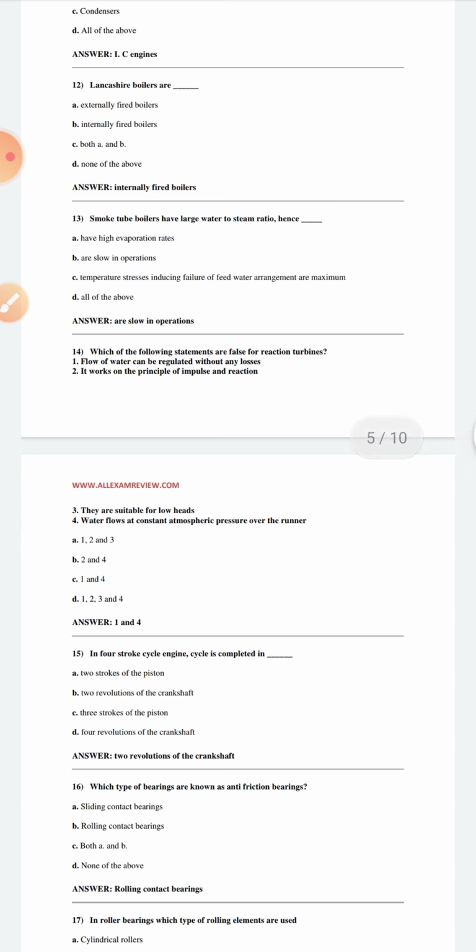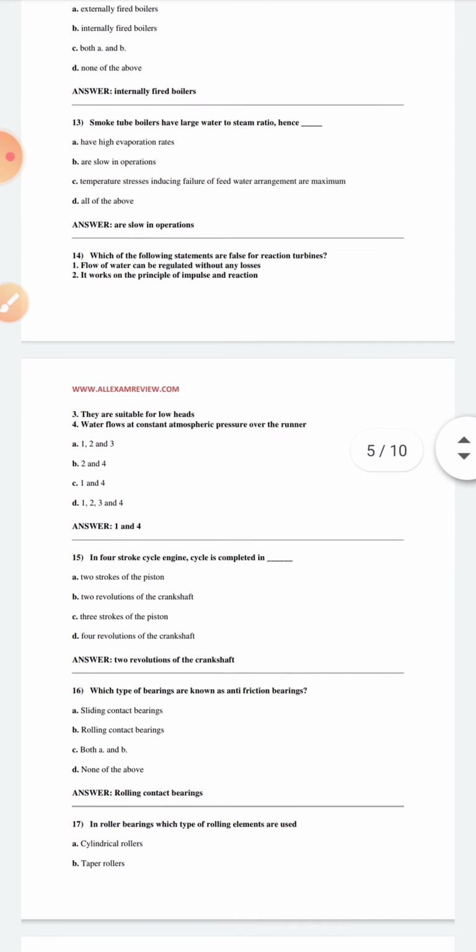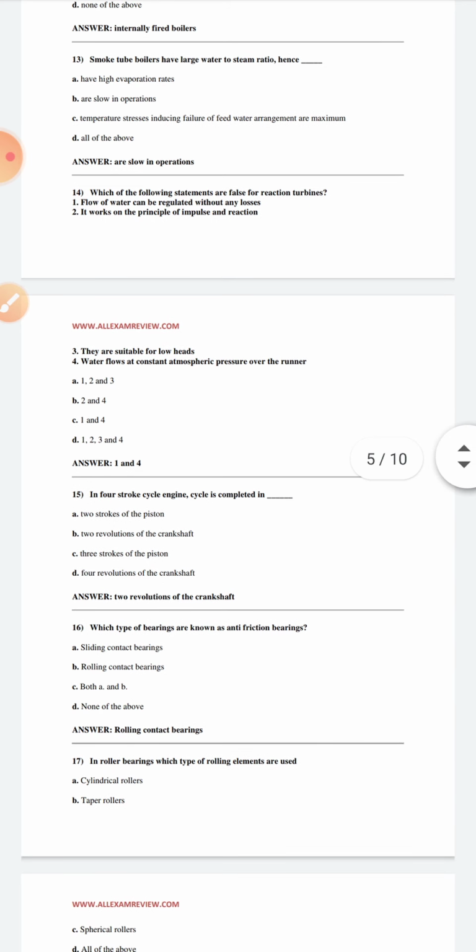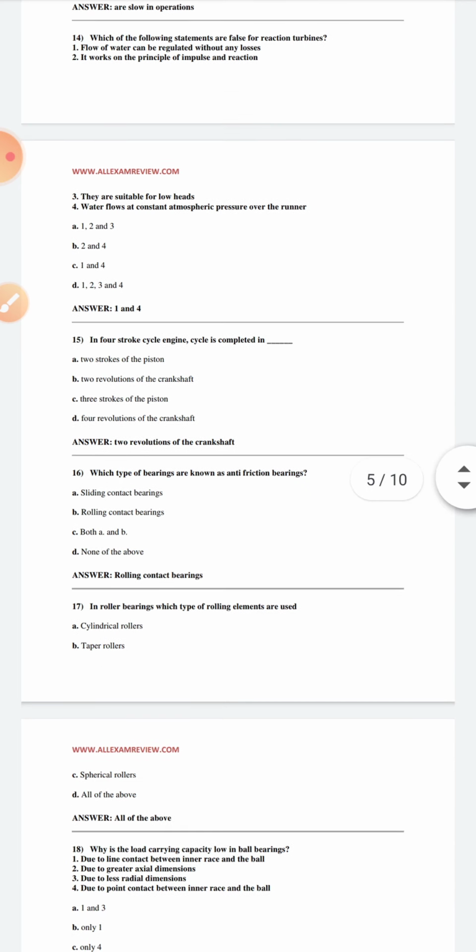In a four-stroke cycle engine, the cycle is completed in two revolutions of the crankshaft. Which type of bearing is known as anti-friction bearing? Rolling contact bearing. In roller bearings, which type of rolling element is used? Cylindrical rollers, taper rollers or spherical rollers.